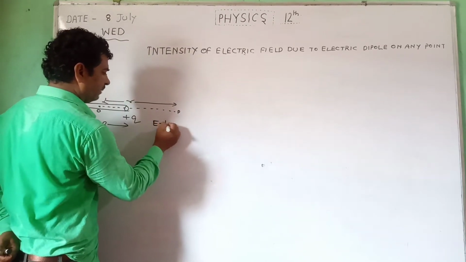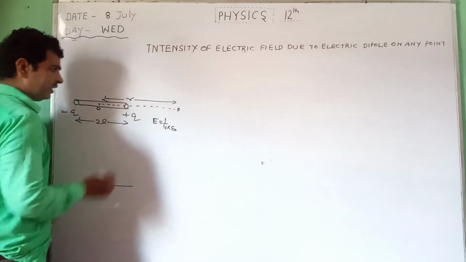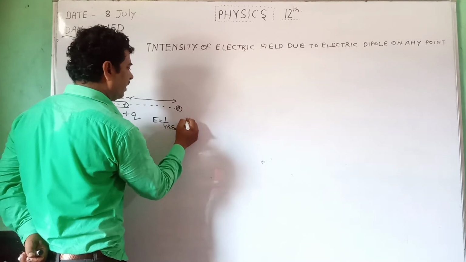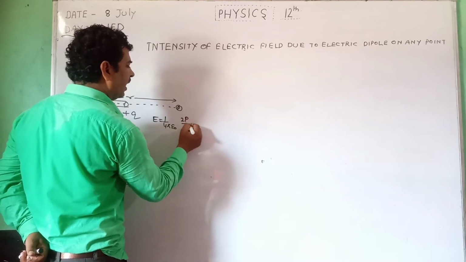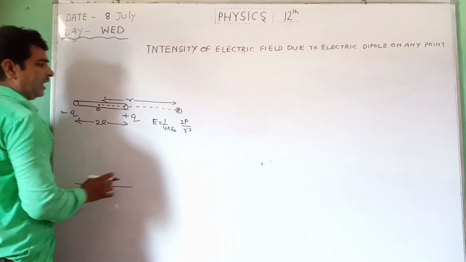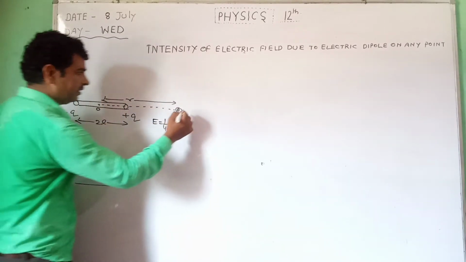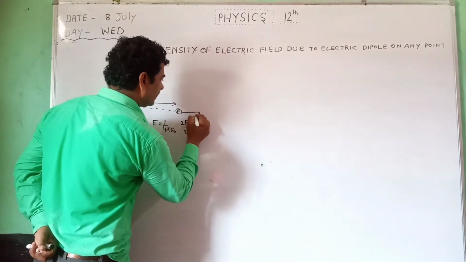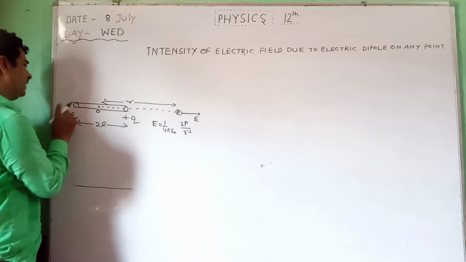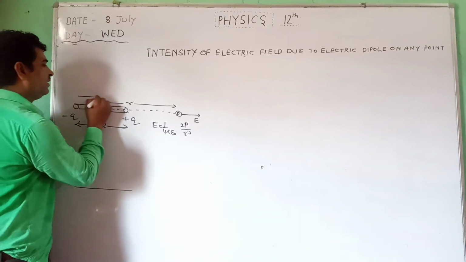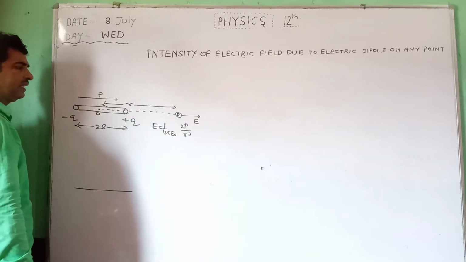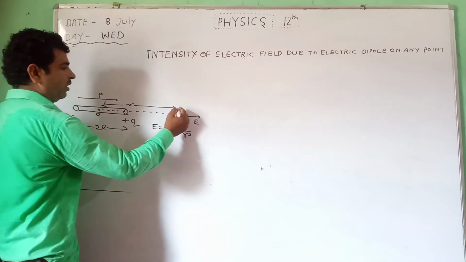Then what is the magnitude of the intensity of electric field? My dear students, at this point its value will be 1 upon 4 pi epsilon naught, 2p upon r cube, where p refers to the dipole moment of the electric dipole. Its direction, very important, will be in the direction of the dipole moment. If this is the direction of dipole moment, then this is the direction of net intensity of electric field due to the electric dipole at this point.